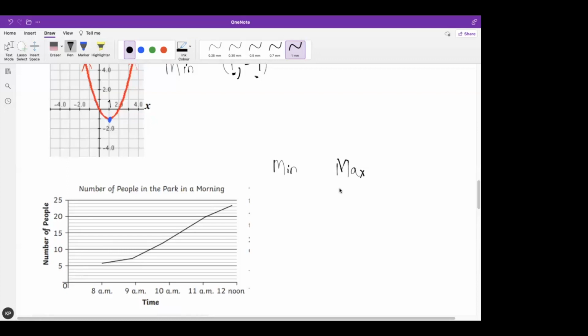5, 6, 7. Okay, so our minimum is 6, guys. There are lines to guide us. So that's 5. The second line is 6, 7, 8, 9, 10. So our minimum is 6. What does that mean? Our minimum is 6. It means that the least amount of people in the park was 6.